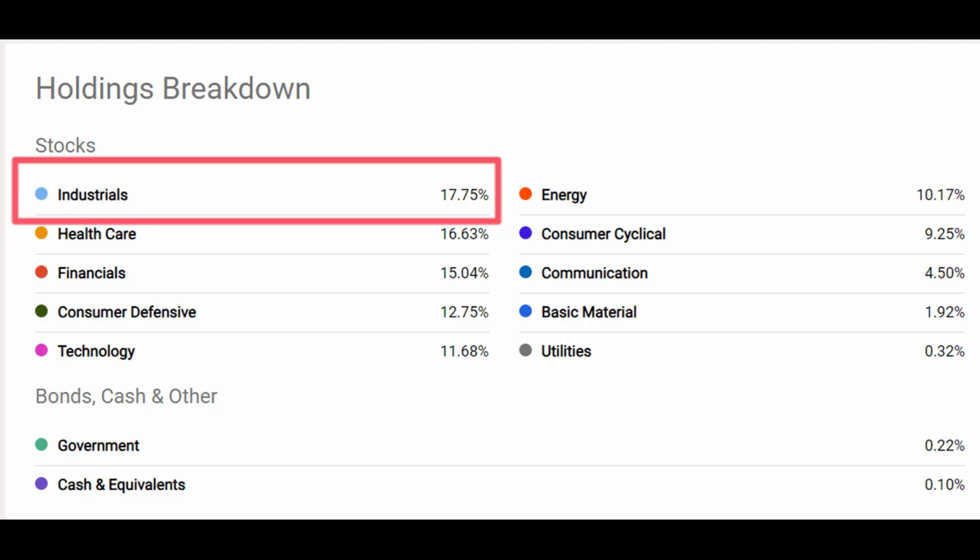Let's do a quick review of the sectors SCHD is invested in and what that means for the fund and your money in a descending order. Have in mind that by the time you're watching this, the percentages and even the order might have changed, but the description of the sectors and what each one means for you as an investor will stay the same. The first sector is industrials.